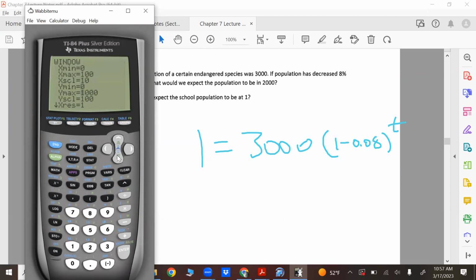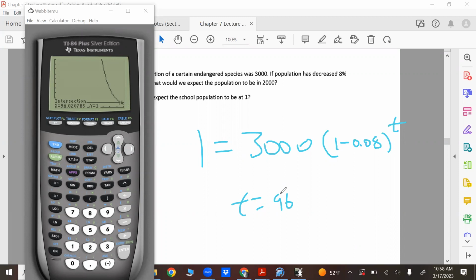Now, this is not a good Y max, because I want to graph Y equals 1. I don't want to go from 0 to 1,000 and graph Y equals 1, right? Let's take it to 10, so I can at least see in the middle. Let's graph. So the exponential decay function is going to be coming soon. There you go. And Y equals 1 is right there. Find where they intersect. Second trace, option 5, hit enter 3 times. So it takes about 96 years.